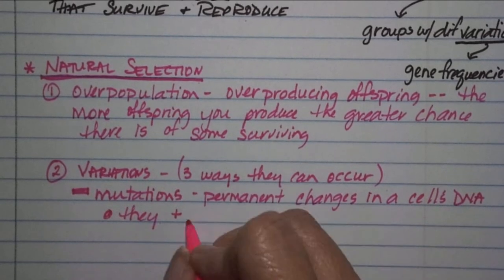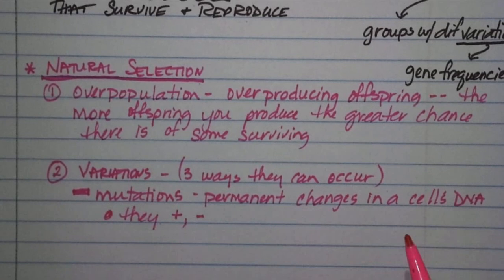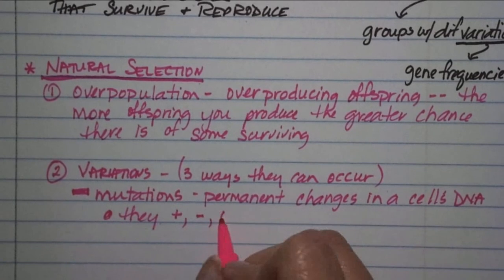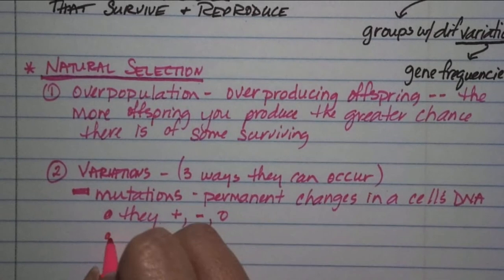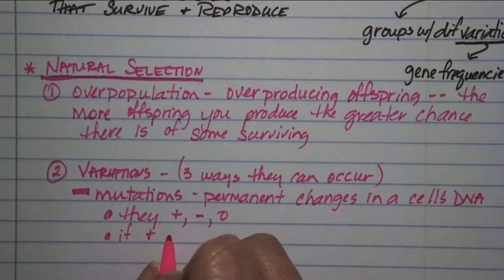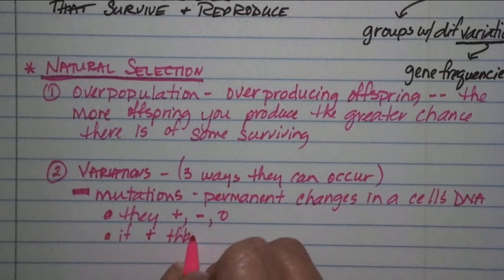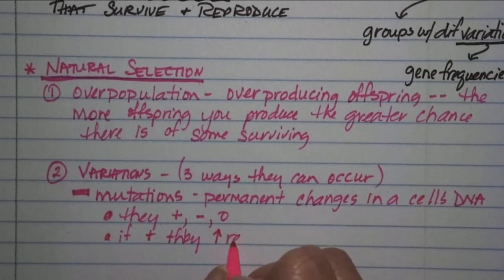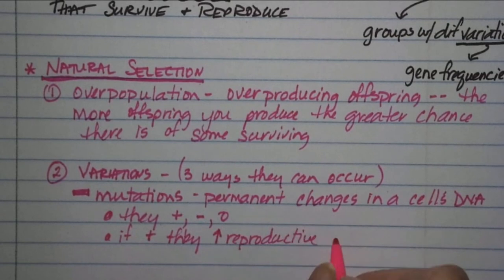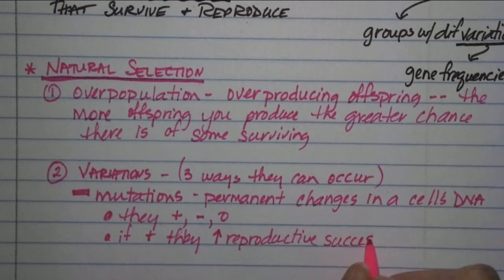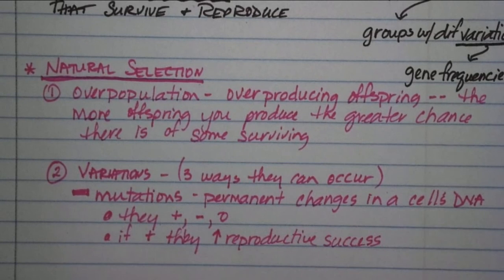So if they're positive, they increase reproductive success. If they're negative, well, they're going to decrease it, and ultimately that mutation is going to be kicked out of the gene pool, right? It was never passed on to any offspring. It was so bad.